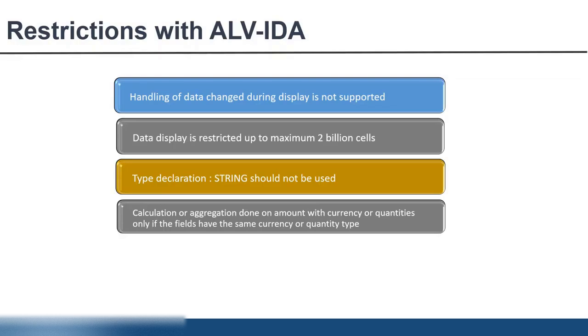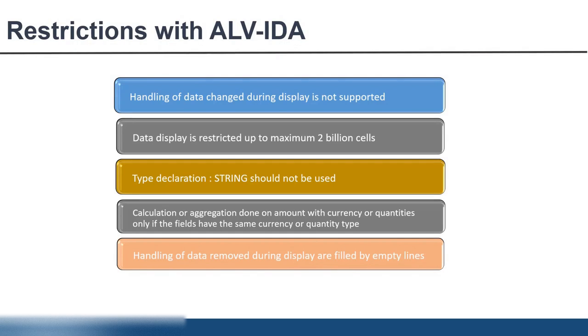You cannot do calculations and aggregations on top of currency or quantity fields as of now. Say, for example, if you have a currency field and you have different currencies in that field like USD or EUR, GBP, INR, etc. and you want to perform some calculation on top of it. In that case, you will have to first convert all the currencies into one single currency and then you can perform calculations. So converting different currencies into one currency, this functionality is not available in ALV IDA as of now, and that is why you cannot perform calculations or aggregations on top of currency or quantity fields.